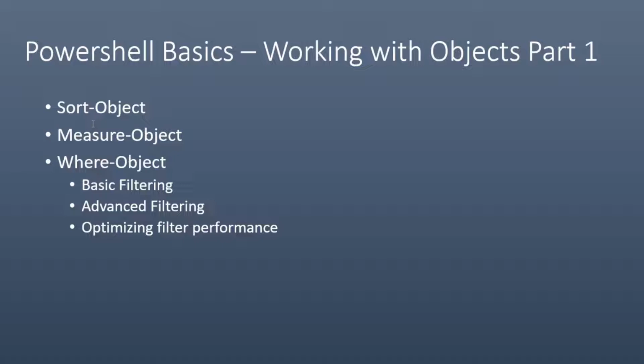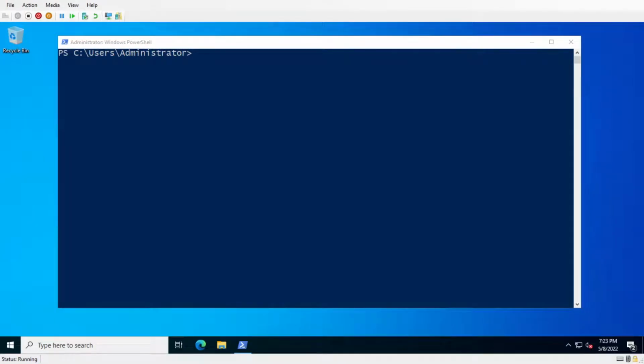So in this video, we're going to be looking at three particularly. So we're going to look at Sort-Object, Measure-Object, and finally Where-Object. And Where-Object has a bit of filtering in it. So we're going to talk about basic filtering syntax, advanced filtering syntax, and the potential here for optimizing filter performance. So you can kind of make or break the experience here. So we want to make sure everything is as good as we could possibly make it. Right? So with that being said, let's switch over to our lab environment here and look at our first commandlet.